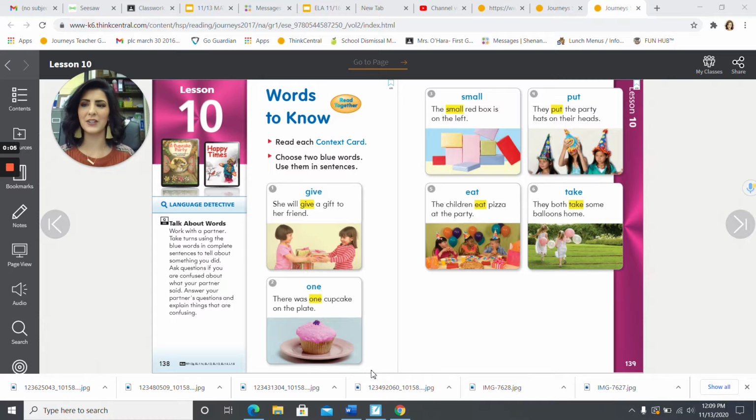I'm going to introduce lesson 10 to you today. We're going to talk about our new words to know, read through our story together, and then you will have a Seesaw assignment to complete. So our words to know this week is the story, The Cupcake Party.